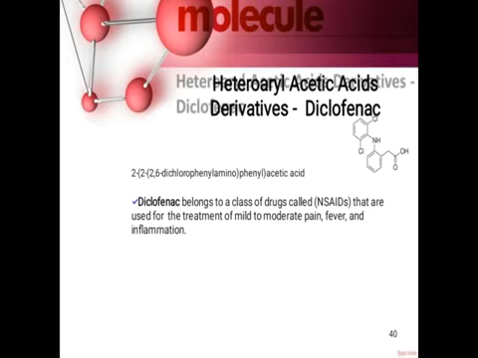The next drug is the heteroaryl acetic acid derivative, that is diclofenac. So here acetic acid is present. It is a heteroaryl acetic acid. Diclofenac belongs to the group called NSAIDs that are used for the treatment of mild to moderate pain, fever, as well as inflammation.